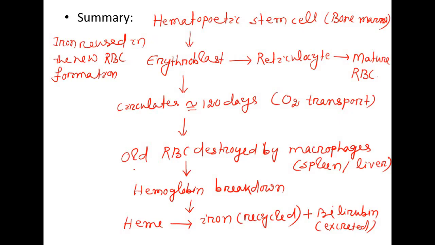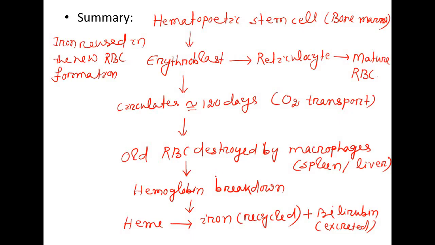The first hematopoietic stem cell, it processes the mature RBC from erythroblast, then reticulocyte, then mature RBC. And this mature RBC, when formed in the bone marrow, it comes to the blood vessels and circulates in the body for 120 days to transport oxygen as well as excrete carbon dioxide. Then after finishing this 120 days, old RBCs become destroyed by macrophages.